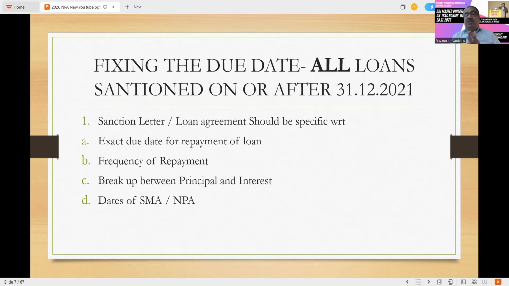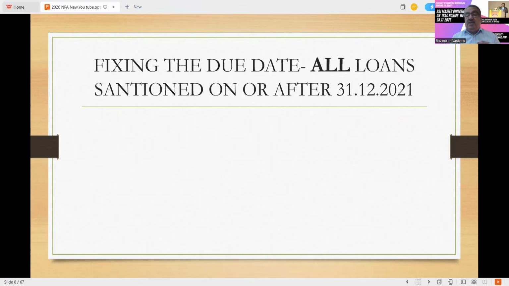So this is a clear instruction given by the Reserve Bank of India that the sanction letter and the loan instrument must contain the due date of the loan, the exact due date. And the frequency of repayment should also be clearly mentioned. And previously, nationalized banks would not give the EMI breakup. What is the amount that goes to the principal? What is the amount that goes to the interest? Now they say that there should be a clear breakup of principal and interest, because based on that only, the dates of SMA, special mention account, and NPA have to be arrived at.